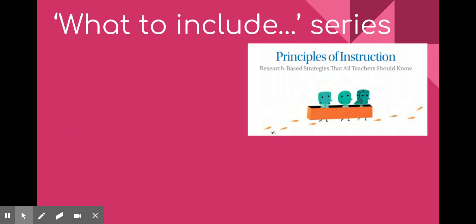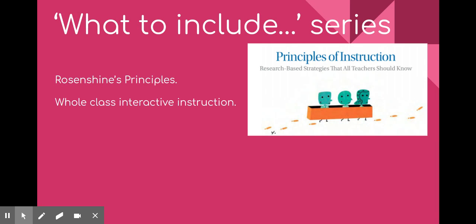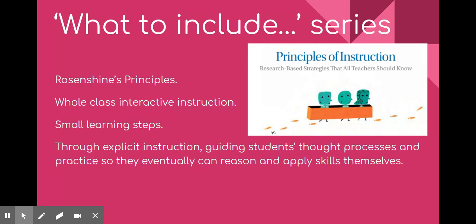In the What to Include in Every Lesson series, we looked at ideas from Rosenshine's principles, which focus on whole class interactive instruction, where the teacher carefully plans small learning steps, which ensures all students can go on the same learning journey, with the appropriate challenges and support being placed along the way. Through explicit instruction rather than hands-off teaching practices, such as discovery learning, teachers guide students' thought processes and practice so they eventually can reason and apply skills themselves.